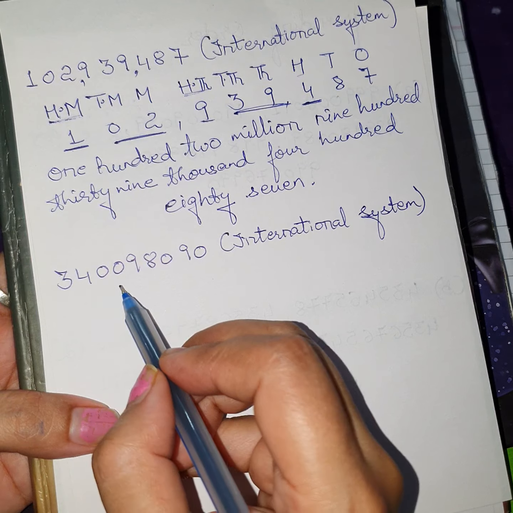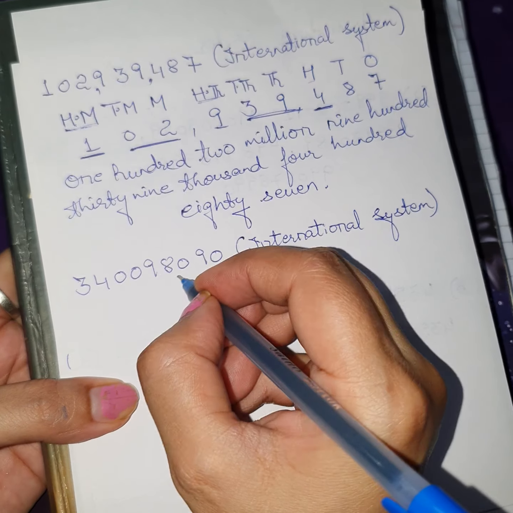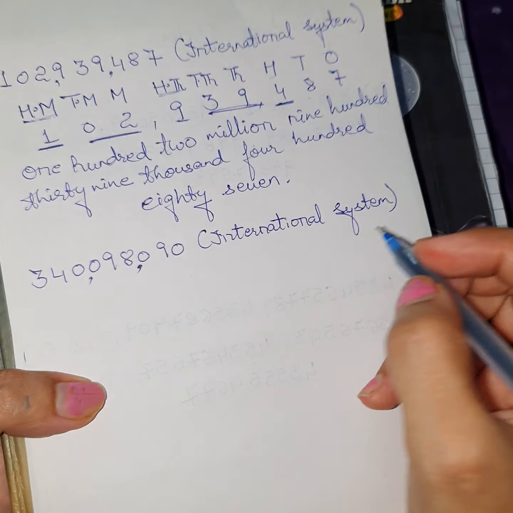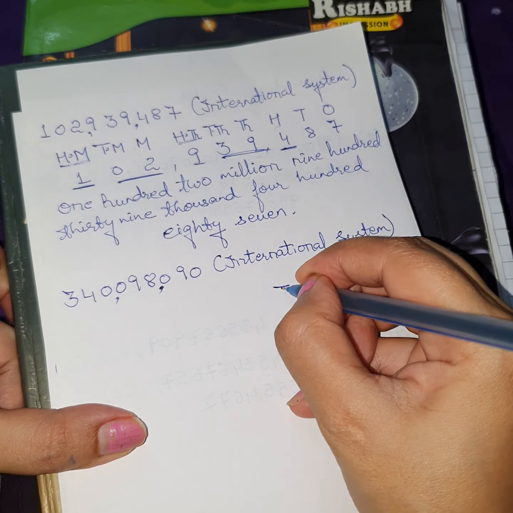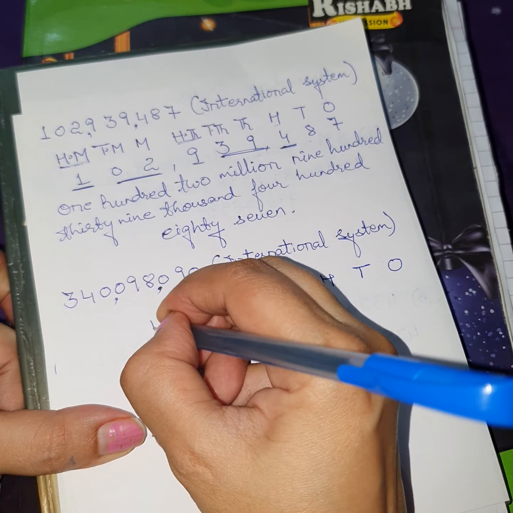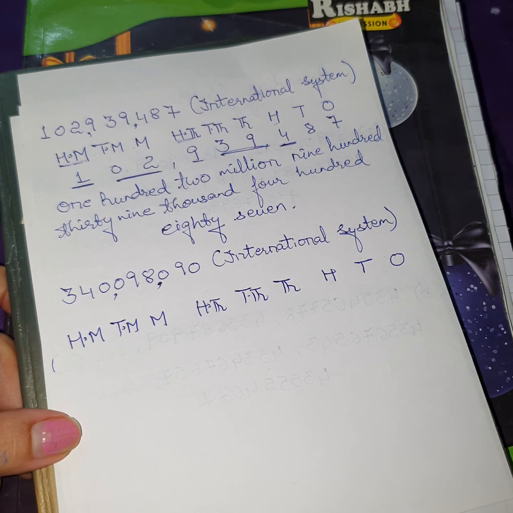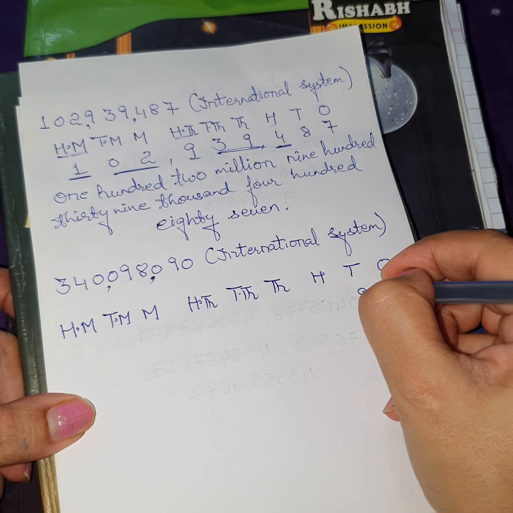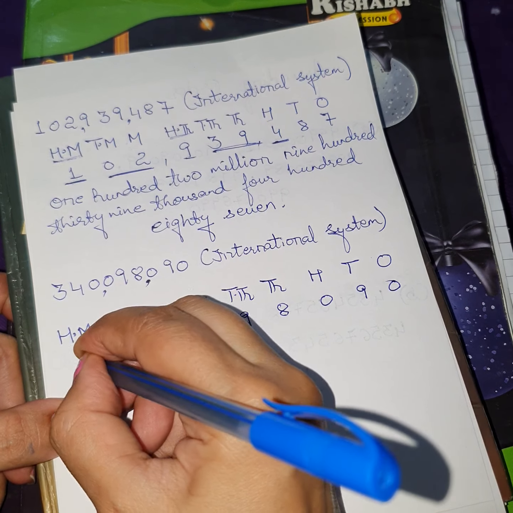The number is 3400988090. Put the commas according to the international system, that is before every 3 digits. Again, this number is also given till 100 million. So we will mention the places: ones, tens, 100, 1000, 10,000, 100,000, million, 10 million and 100 million. Okay. Now arrange these values in the place value chart from the backside: 0, 9, 0, 8, 9, 0, 0, 4, 3.